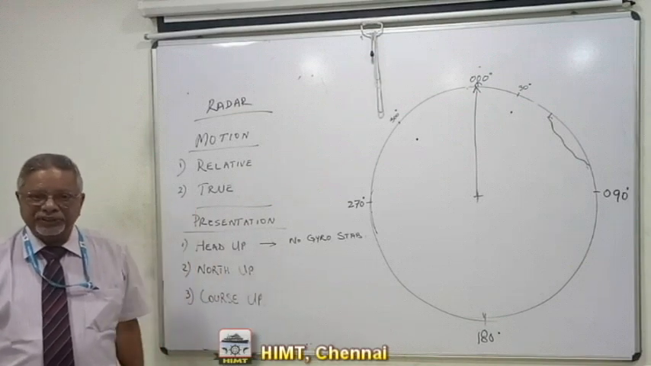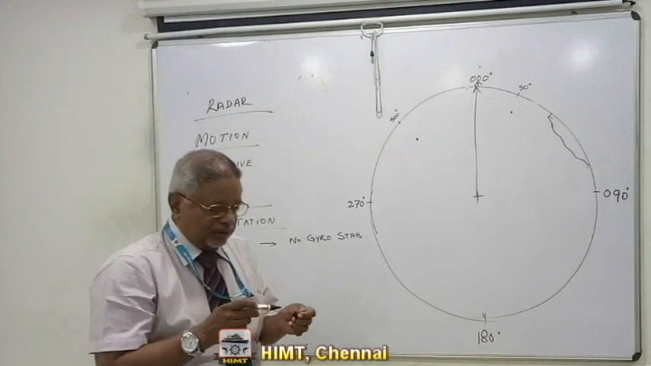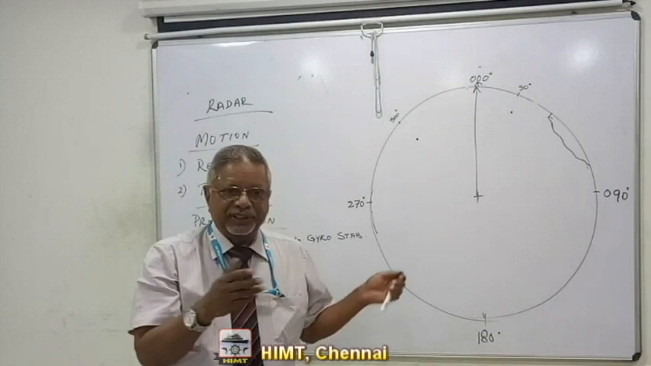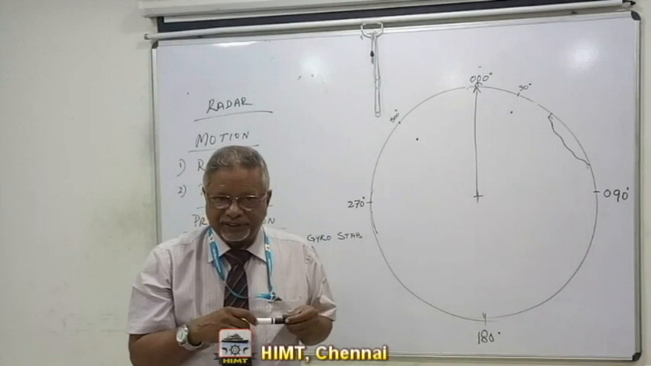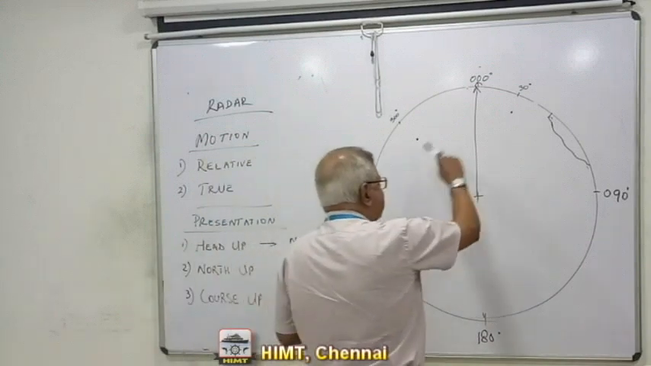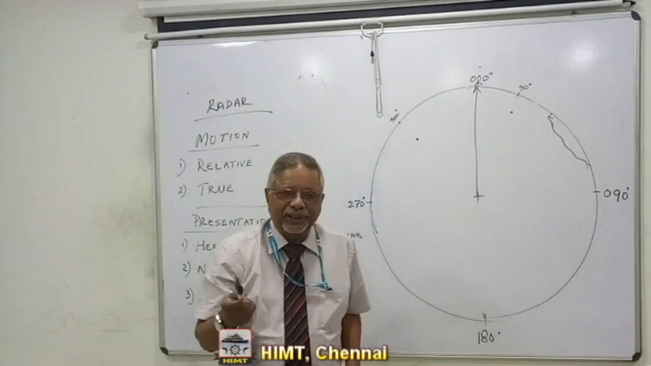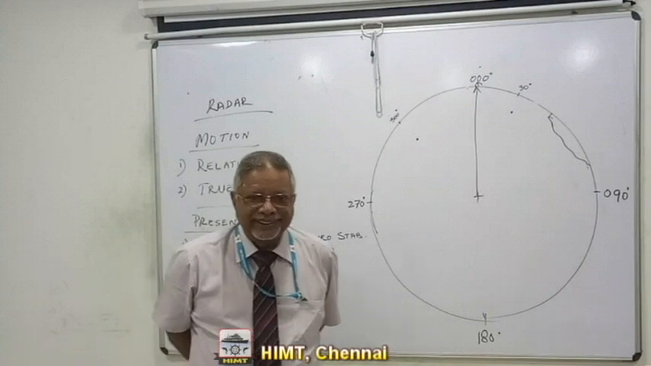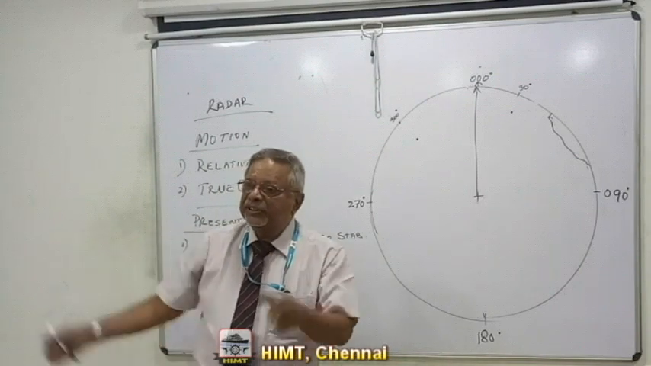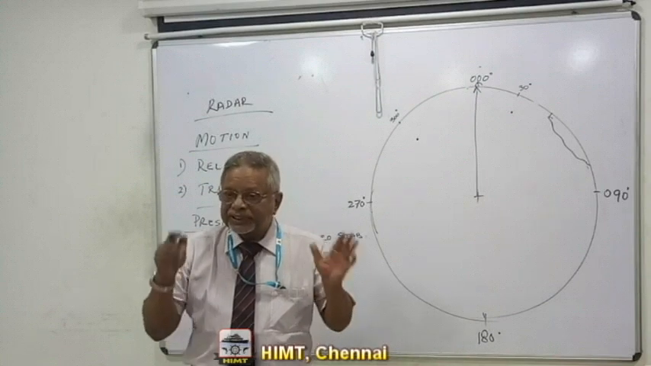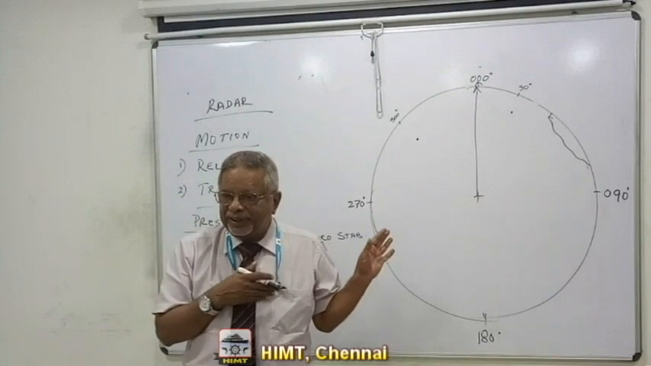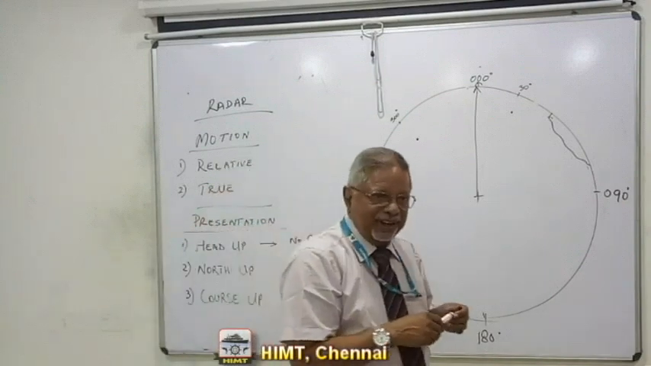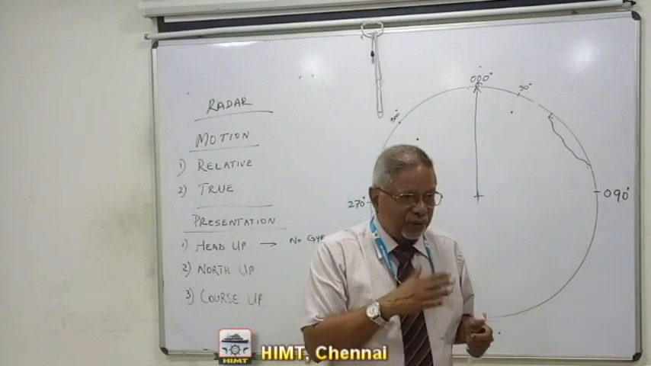Head-up presentation was the only presentation that was used in the early radars. There was no gyro invented at that point of time. So when there is no gyro, you can't have gyro stabilization. And when there is no gyro stabilization, this 360 degrees on the PPI does not represent the compass. So what does it represent? It represents 360 degrees around your ship. Okay, so this is what the compass rose represents in relative motion head-up presentation. The 360 degrees on your PPI represents 360 degrees around the ship.